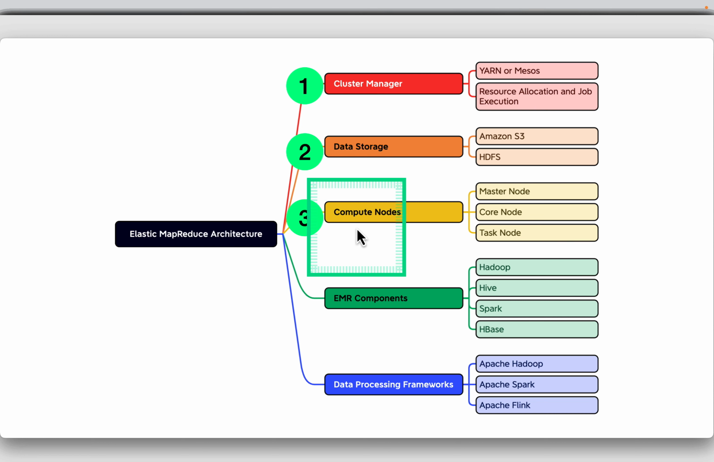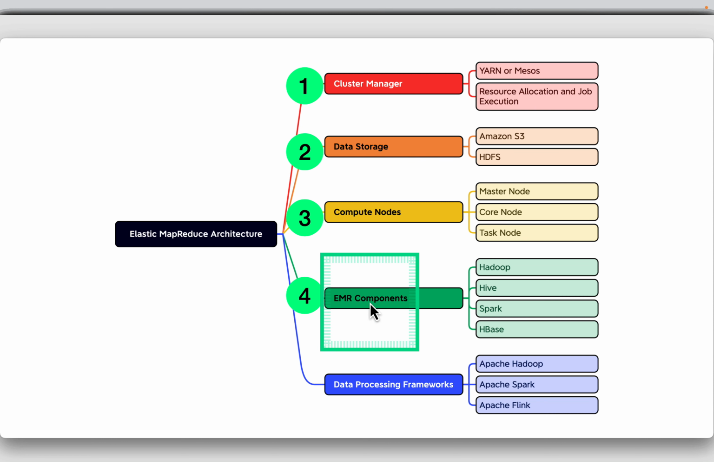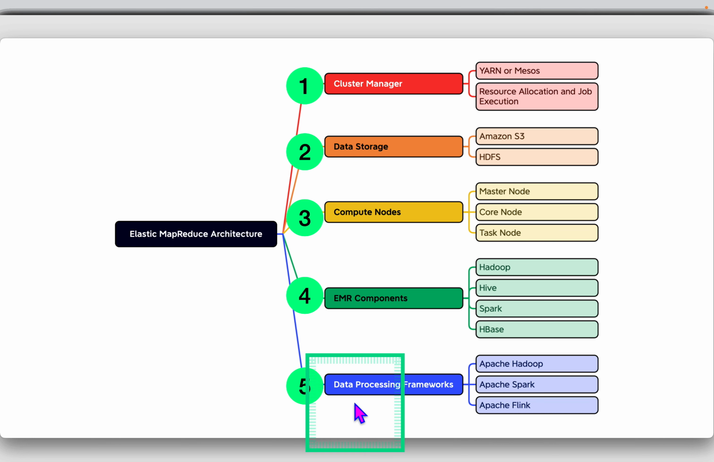Now, compute nodes. The architecture is made up of different types of nodes, namely master, core, and task nodes. The master node controls job tracking, core nodes store data and run tasks, and task nodes only run tasks. EMR components. Elastic MapReduce comes packed with multiple components like Hadoop, Hive, Spark, HBase, providing a comprehensive big data platform. And data processing framework. EMR supports various data processing frameworks like we have already talked about: Spark, Flink, Apache Spark, Apache Flink.